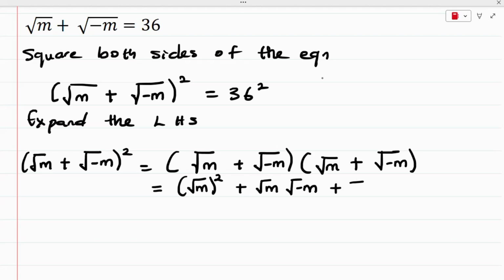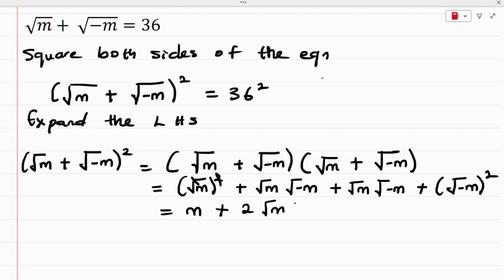Plus the root of negative m multiplied by the root of negative m, which is the square root of negative m all squared, right? So this is going to cancel out this. We have m plus the root of m, the root of minus m, plus the root of m, root of minus m. This is going to give us plus 2 root m and root of negative m. So this is going to cancel out this, and we have minus m.